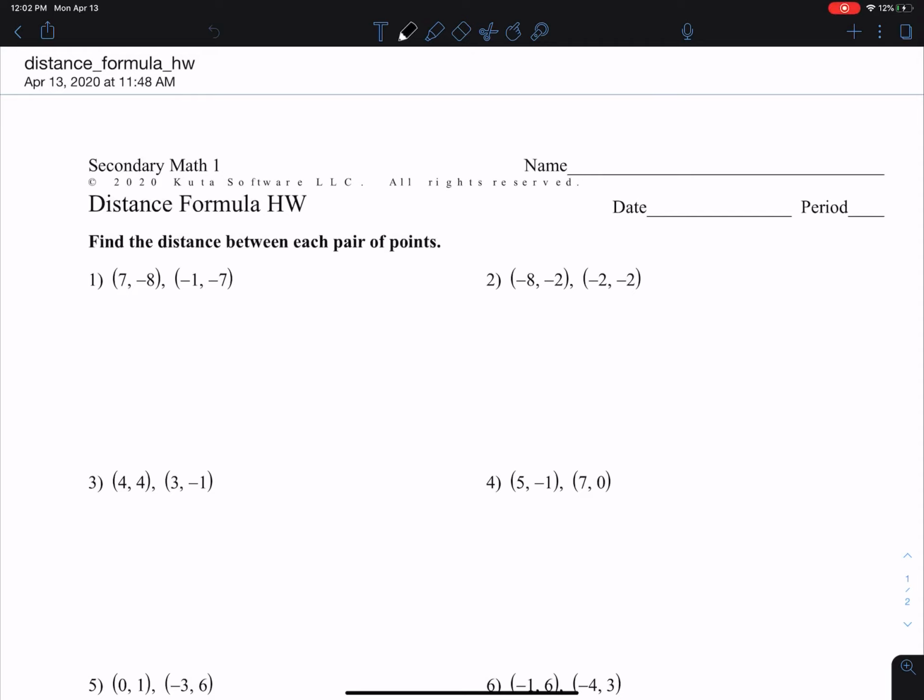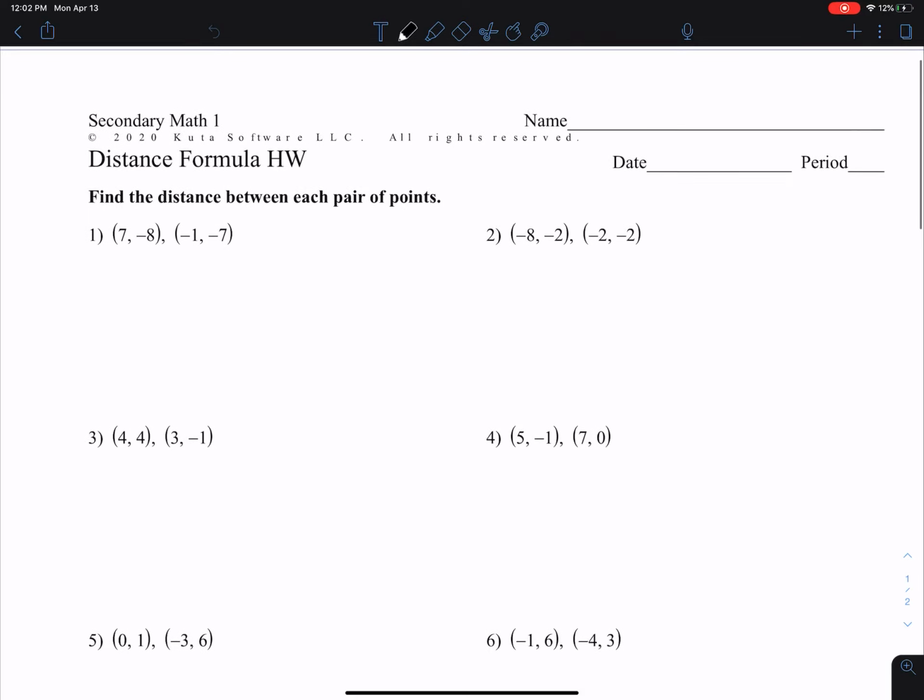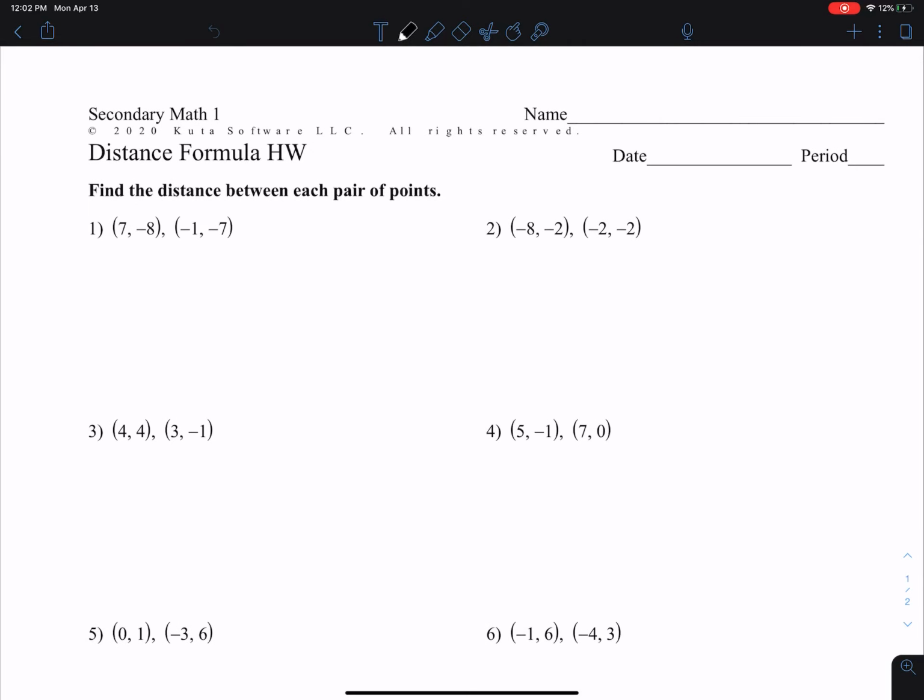Okay, this video is to help you with the distance formula homework. So in the video, the distance formula you should have learned is d equals the square root of x2 minus x1 squared plus y2 minus y1 squared. And where this comes from is this is like our A, and this is our B, and this is C.